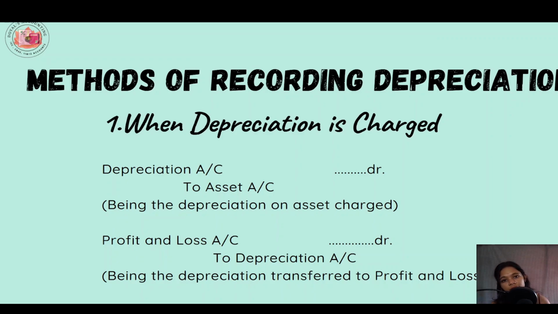So your first journal entry will be depreciation account debit, asset account debit to depreciation, then profit and loss account debit to depreciation. So you're transferring the depreciation to your profit and loss account and closing the depreciation account, and your asset account will be reduced by the amount of depreciation charged.